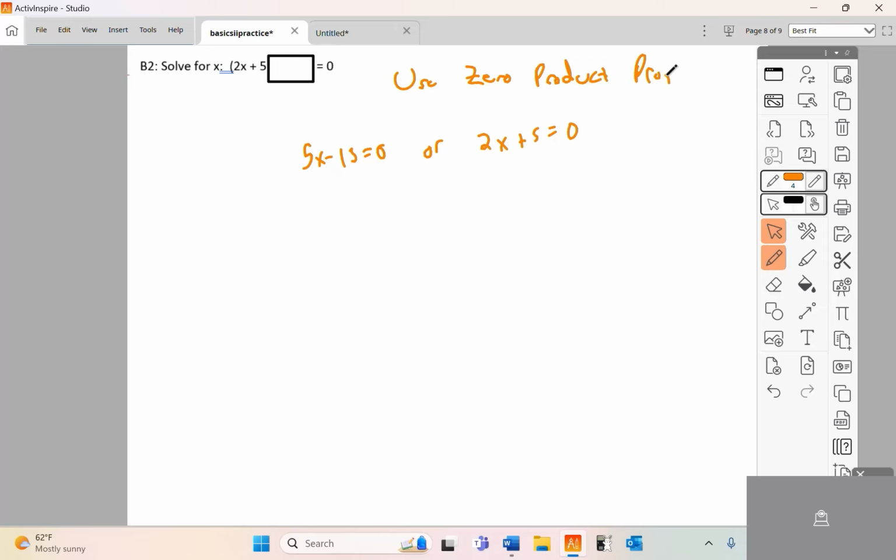Now, if you don't know what the zero product property is, go back to Ms. Garner's class or maybe Google it. You have Google. All you gotta do is be a little bit curious.